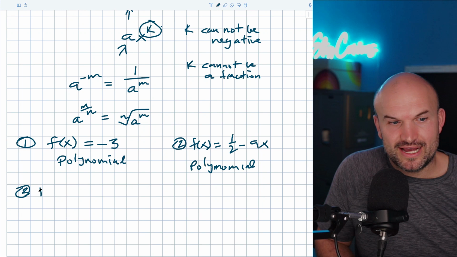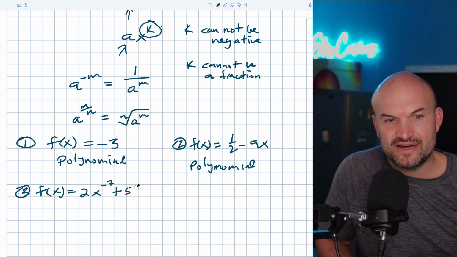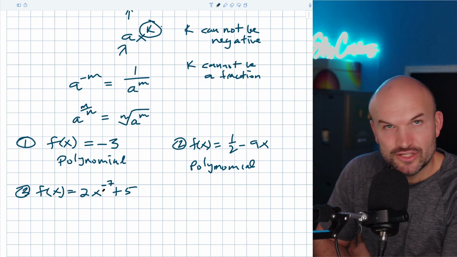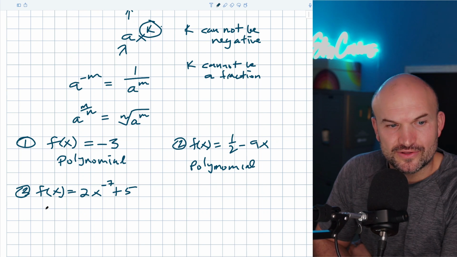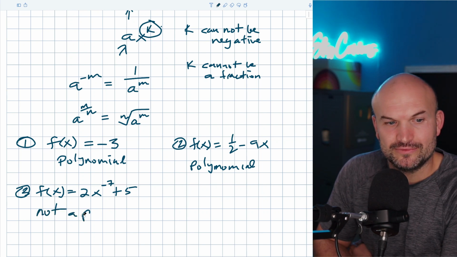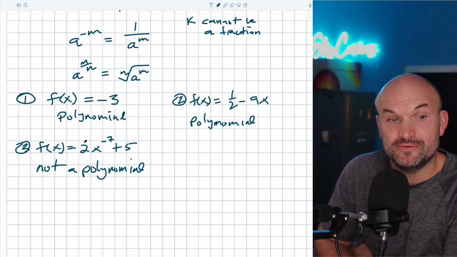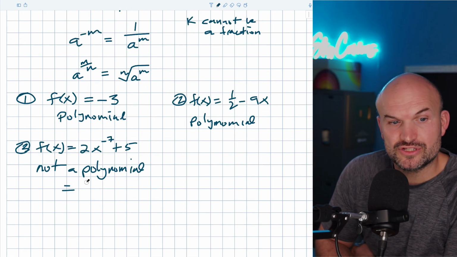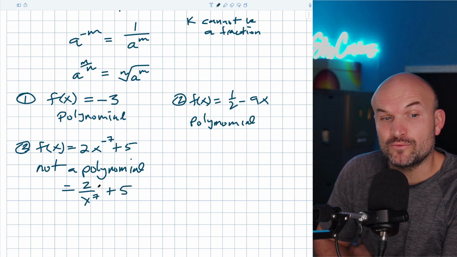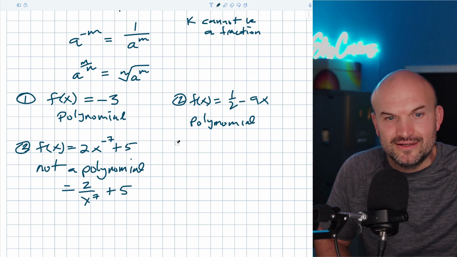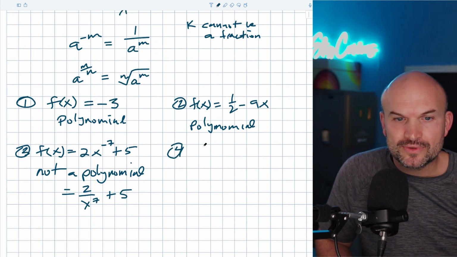What about this example? If I have f(x) = 2x to the -7th plus 5. Hopefully you recognize here, guys, that this is not going to work. You can't have a variable raised to a negative power, so therefore this is not a polynomial. Now another way that this could be written, which would still be wrong, is 2 over x to the 7th plus 5. Again, that's another way of representing that. And you say, oh, it can't be in the denominator or it can't be a negative power. Same idea, but they're both not going to be polynomials.